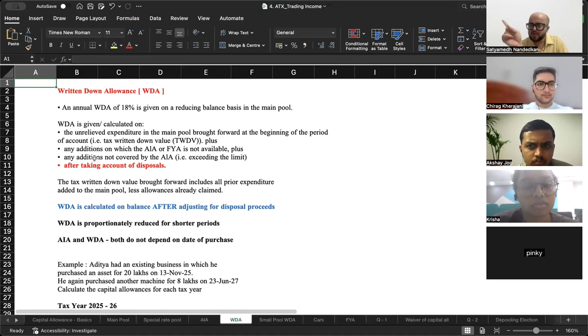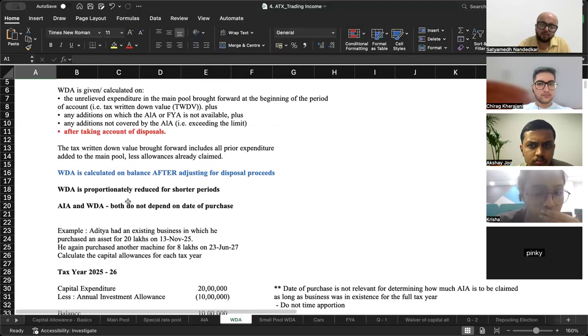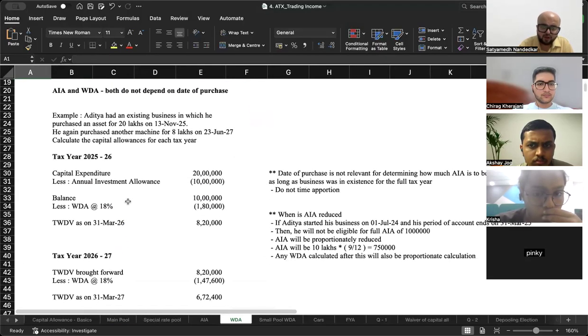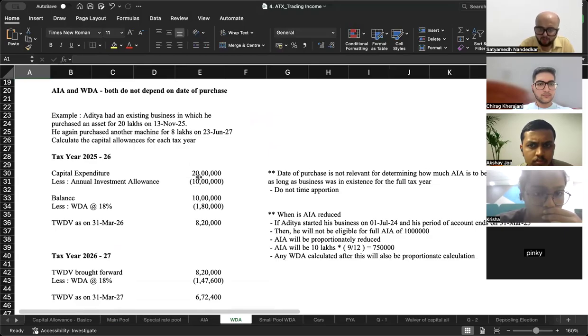But business was running throughout the year. Okay? Business was running throughout the year, and what happened? You purchased the asset on 1st of October. Then don't make a proportionate calculation for WDA. Okay, and AIA and WDA both don't depend upon the date of purchase. On the balance left after subtracting the AIA, you should calculate WDA at the rate of 18%.